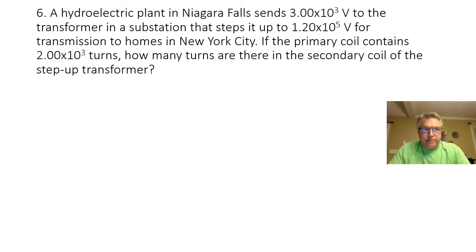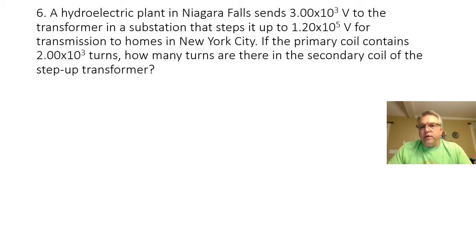Problem 6. A hydroelectric plant in Niagara Falls sends 3.00 times 10 to the third volts to the transformer in a substation that steps it up to 1.20 times 10 to the fifth volts for transmissions to homes in New York City. If the primary coil contains 2.00 times 10 to the third turns, how many turns are there in the secondary coil of the step-up transformer?